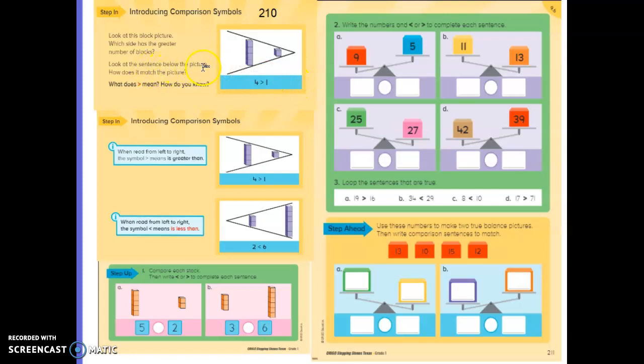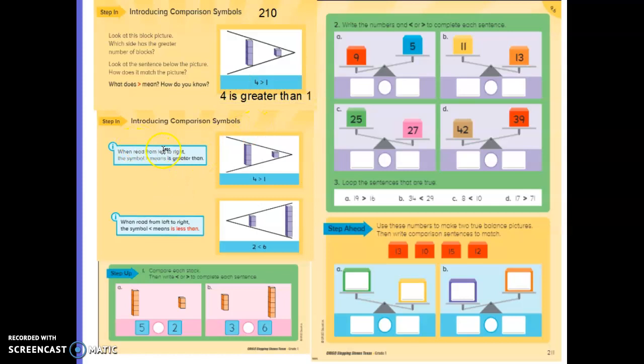Look at the sentence below the picture and how does it match? So we have 1, 2, 3, 4. We have the number 4. And we have a 1 block. So this sentence reads from left to right: 4 is greater than 1. That's how you would read that sentence. So I know that this symbol is greater than.